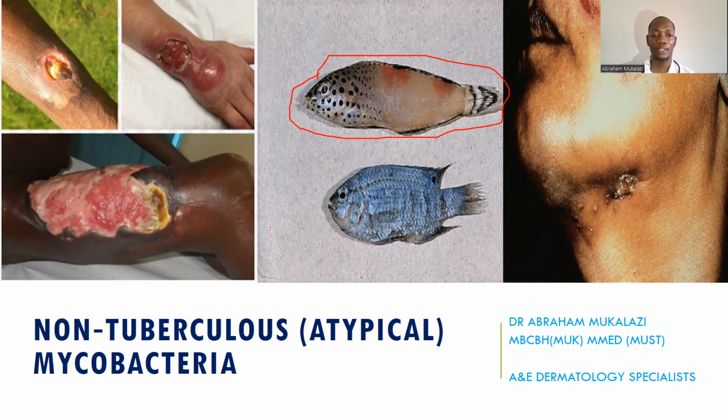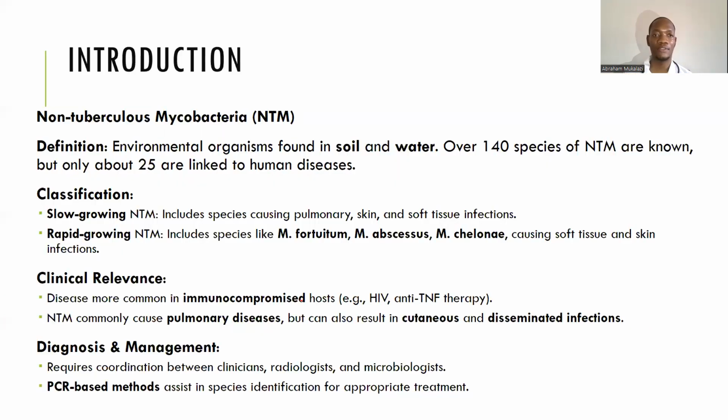For context, before you watch this video, you can first watch the video on Mycobacteria skin infections, so that you know the details about the Mycobacteria itself. The atypical or non-tuberculous Mycobacteria are organisms in the same class, but they are found in soil and water, and over 140 species have been described, but only 25 have been isolated in human diseases.